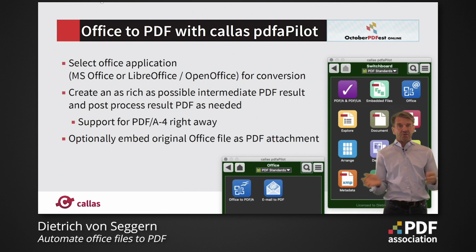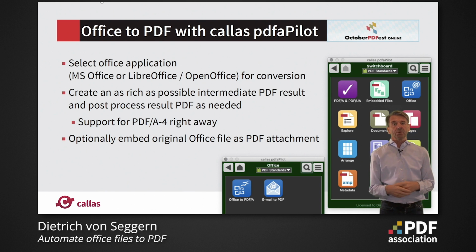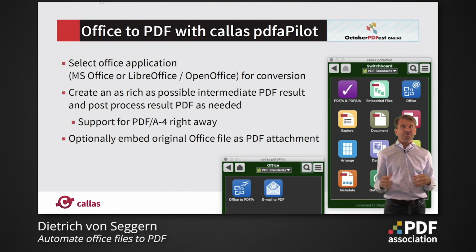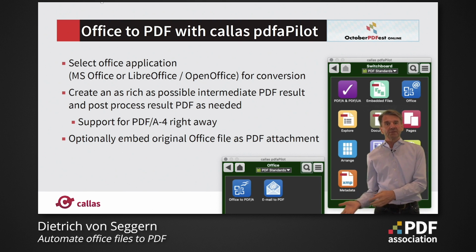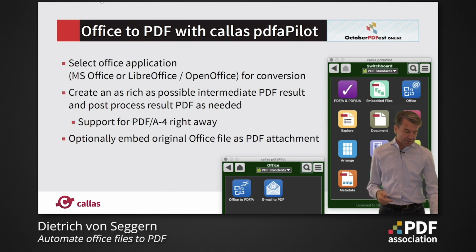And that means if we publish a new version, for instance, of pdfaPilot that supports the brand new PDF/A-4 standard, then from that moment on, you're able to convert your Office file into PDF/A-4. And then what the application also does, it gives you the option to embed the original file into the Office result.